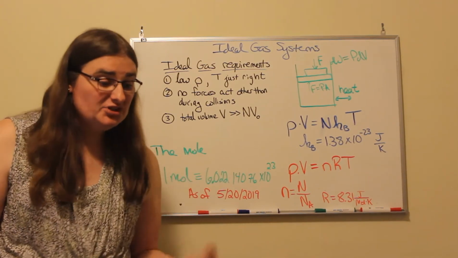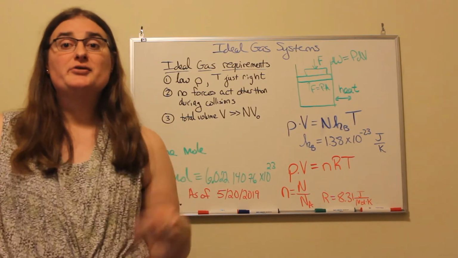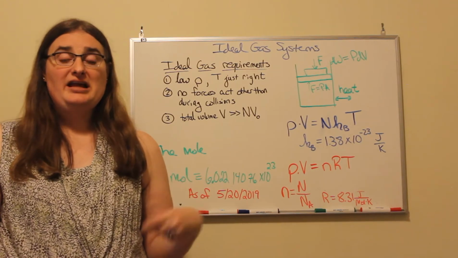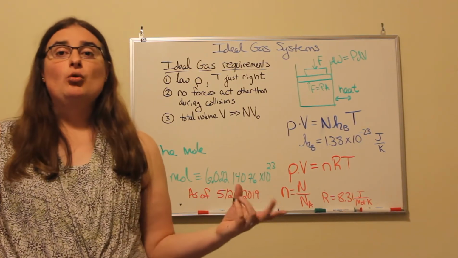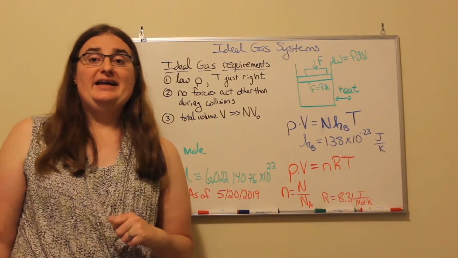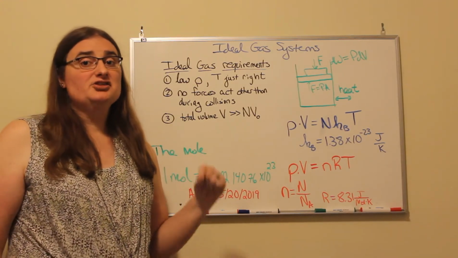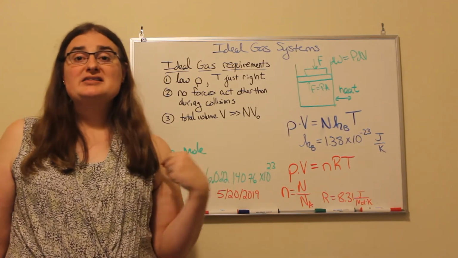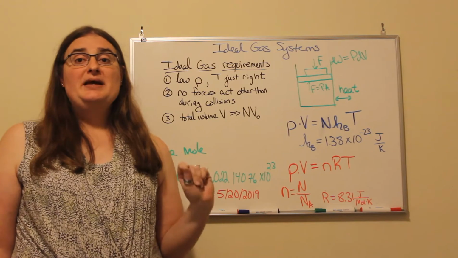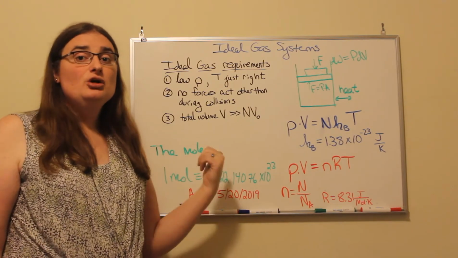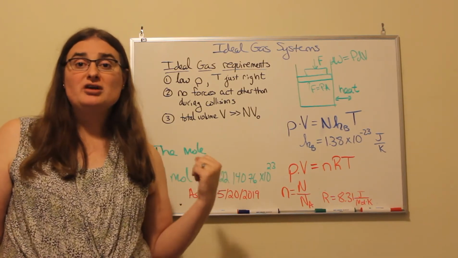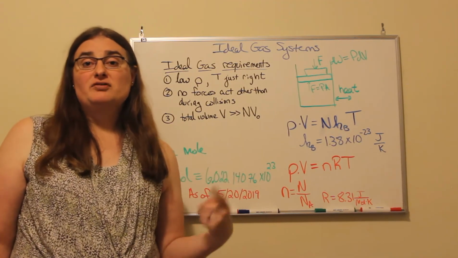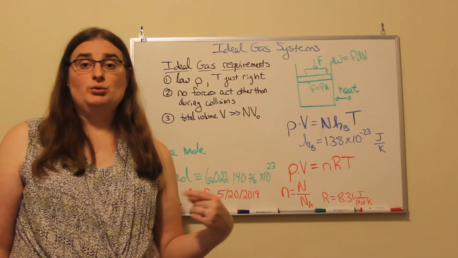Because our second assumption is that there are no forces other than those forces experienced during a collision acting on any gas molecules or the walls of any container containing that gas. And speaking of containers, a container has some volume V. A gas molecule has some volume V0. To make this an ideal gas condition, we're going to assume that the total volume of our container is much, much greater than the number of molecules times the volume of an individual molecule.